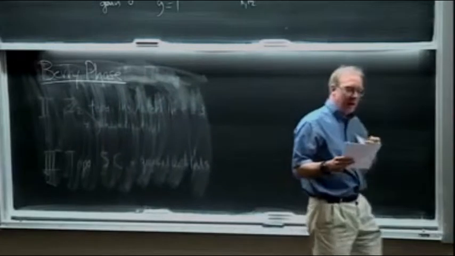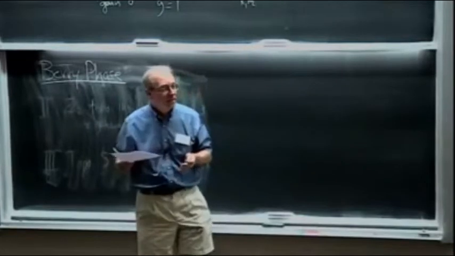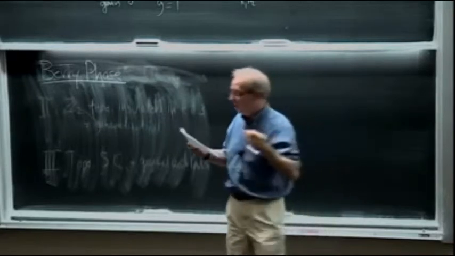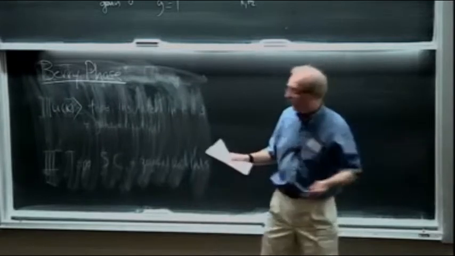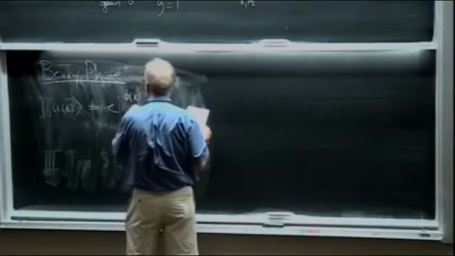You see, the Berry phase arises whenever you have a system that has a parameter. And the reason it arises is because the wave function in quantum mechanics has an intrinsic ambiguity to it. The phase of the wave function is ambiguous. And what that means is that if I have an eigenvector u of k, then an equally good eigenvector is one in which the phase is changed.